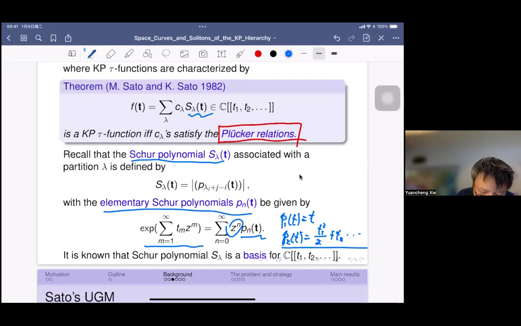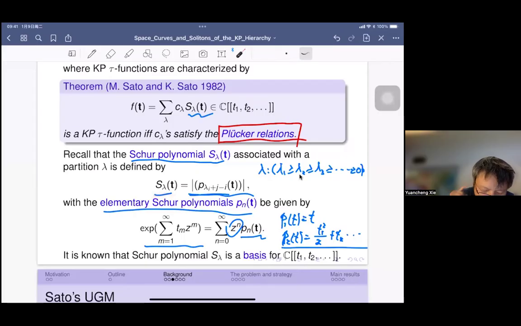If we put all these elementary Schur polynomials into a matrix like this, where lambda is a partition, that means it's a sequence of positive integers, so we have lambda 1 greater than or equal to lambda 2, greater than or equal to lambda 3, etc. They are integers, and in the end they will be 0. Then we get what's called the Schur polynomial.